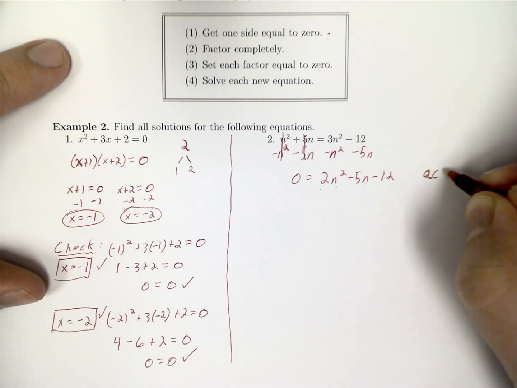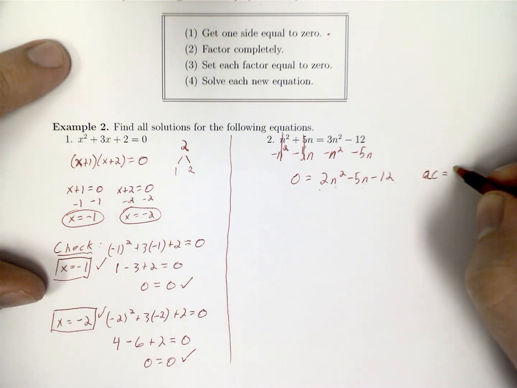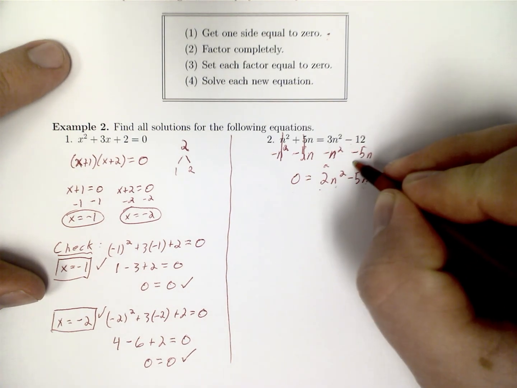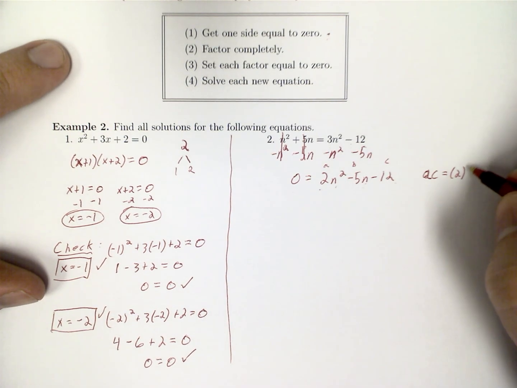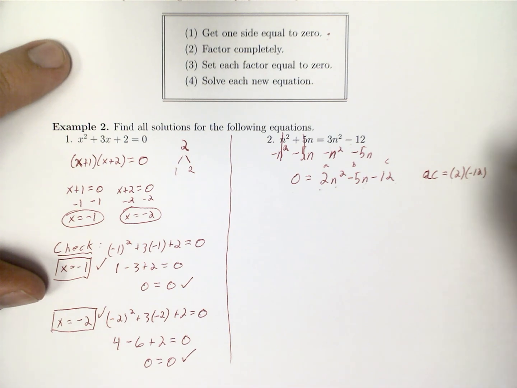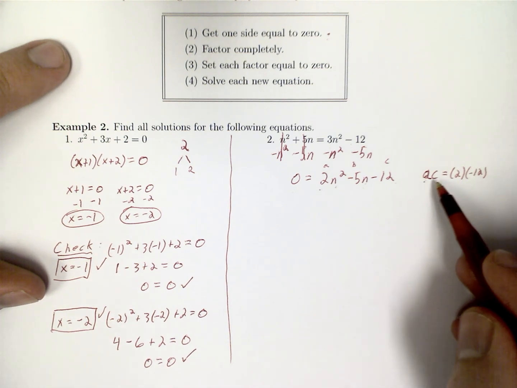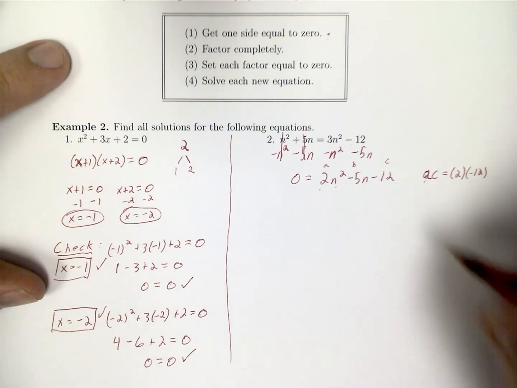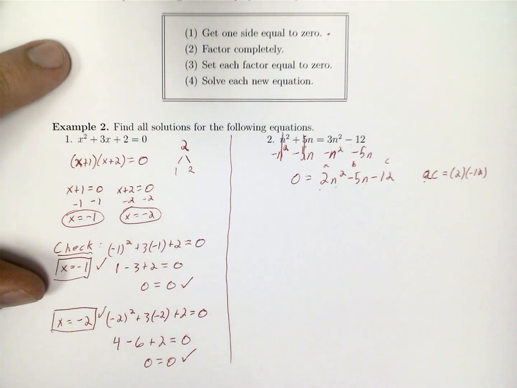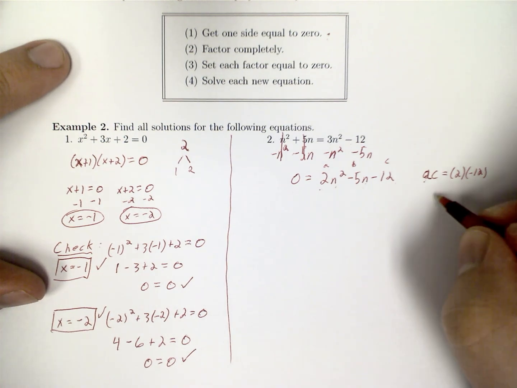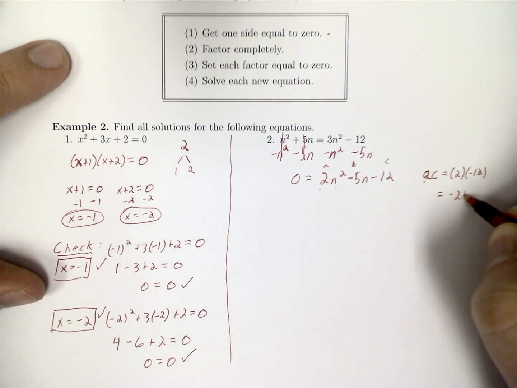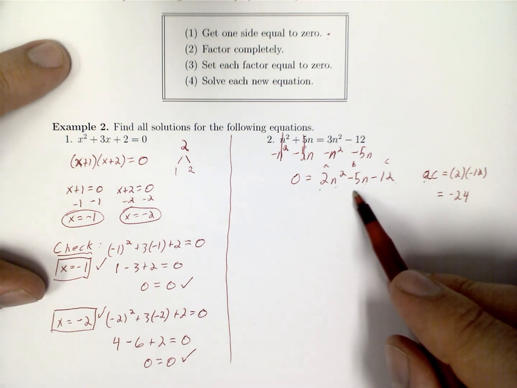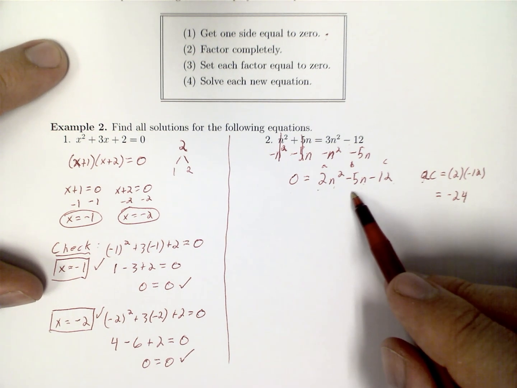So A is equal to 2, we called the negative 5 the B, and the negative 12 the C. So again, with these values, the A, B, and C, you often want to include the negative if it's there. And what is 2 times negative 12? Well, that's negative 24. And what are two numbers that multiply to be negative 24 that add to be negative 5?